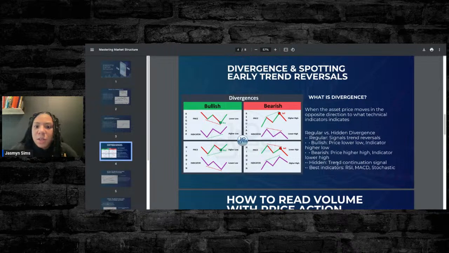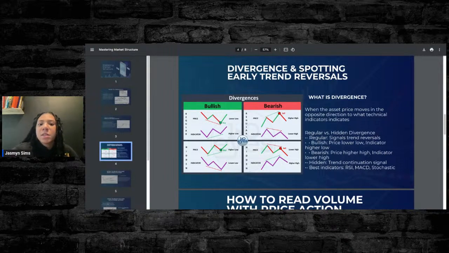And then as you can see here with the hidden divergence, the trend continuation signal, how can I explain that? When it's hidden bullish, price has a higher low, but the indicator is going to have a lower low. And then if it's hidden and bearish, the price is going to be at a lower high than the previous high, as you can see in this fourth quadrant right here. However, the indicator will have a higher high, as you can see in this indicator below it in the purple.